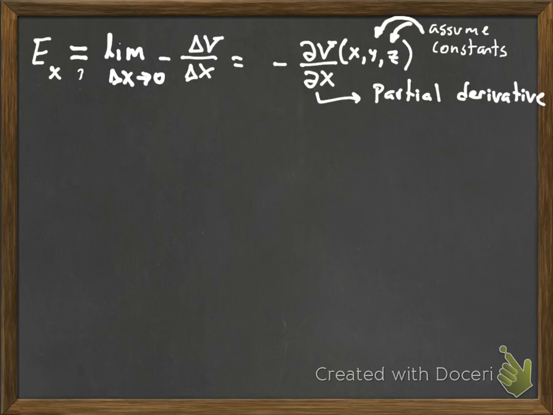So the Y and Z variables in your equation are going to be treated as constants when we take the derivative of the function with respect to x.